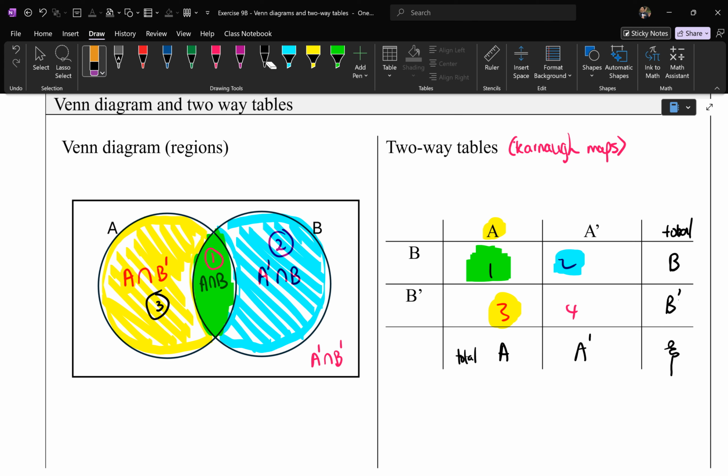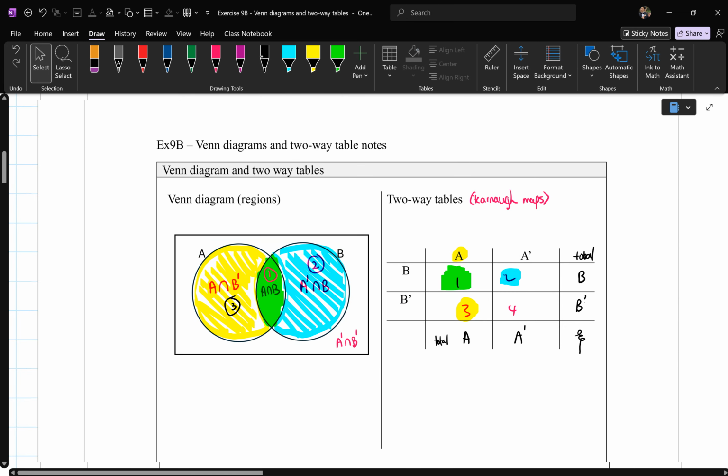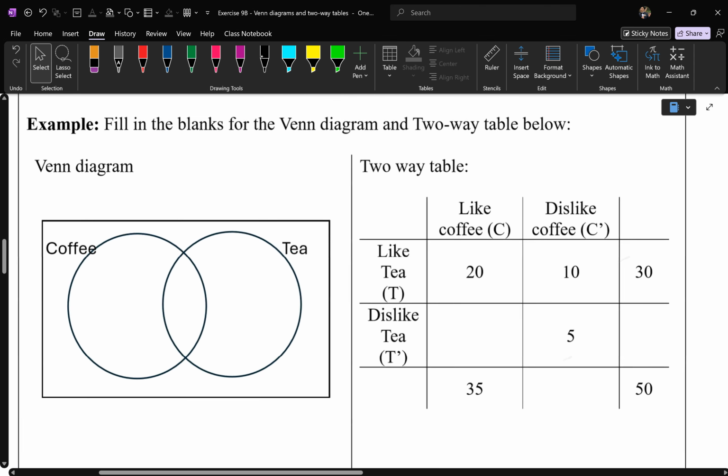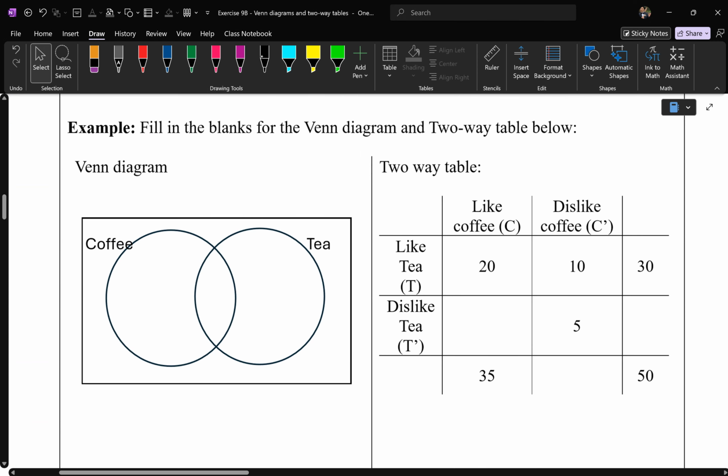All right, so what you see there is the notes that I want you to have for your exercise 9B notes there. Let's do an example now. Let's put it together. Let's have a look at this example here. You've got to fill in the blanks for the Venn diagram.